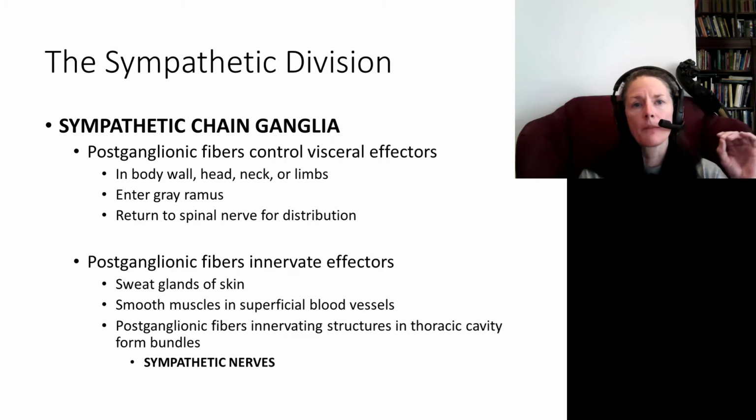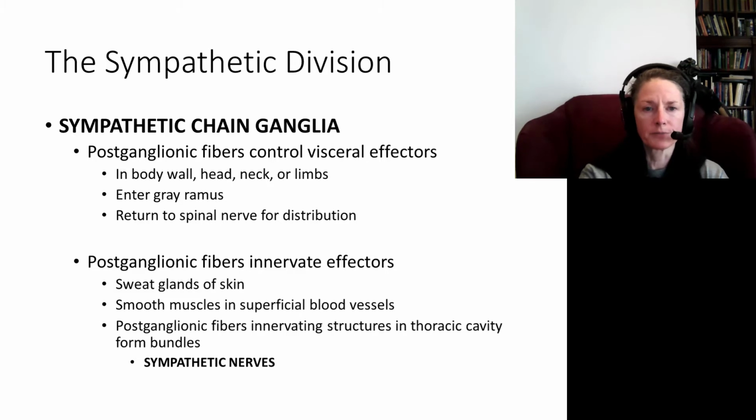So the preganglionic neurons that synapse in our sympathetic chain ganglia will have their ganglionic neurons then send their postganglionic fibers one of two places. We're either going to have the postganglionic neuron follow the gray ramus communicans to be distributed back out into the spinal nerves, in which case those postganglionic fibers will target visceral effectors that are in the body wall, head, neck, or limbs. Or we can have those postganglionic fibers enter a sympathetic nerve, and those will innervate structures in the thoracic cavity, but they will also innervate sweat glands as well as smooth muscle and superficial blood vessels.